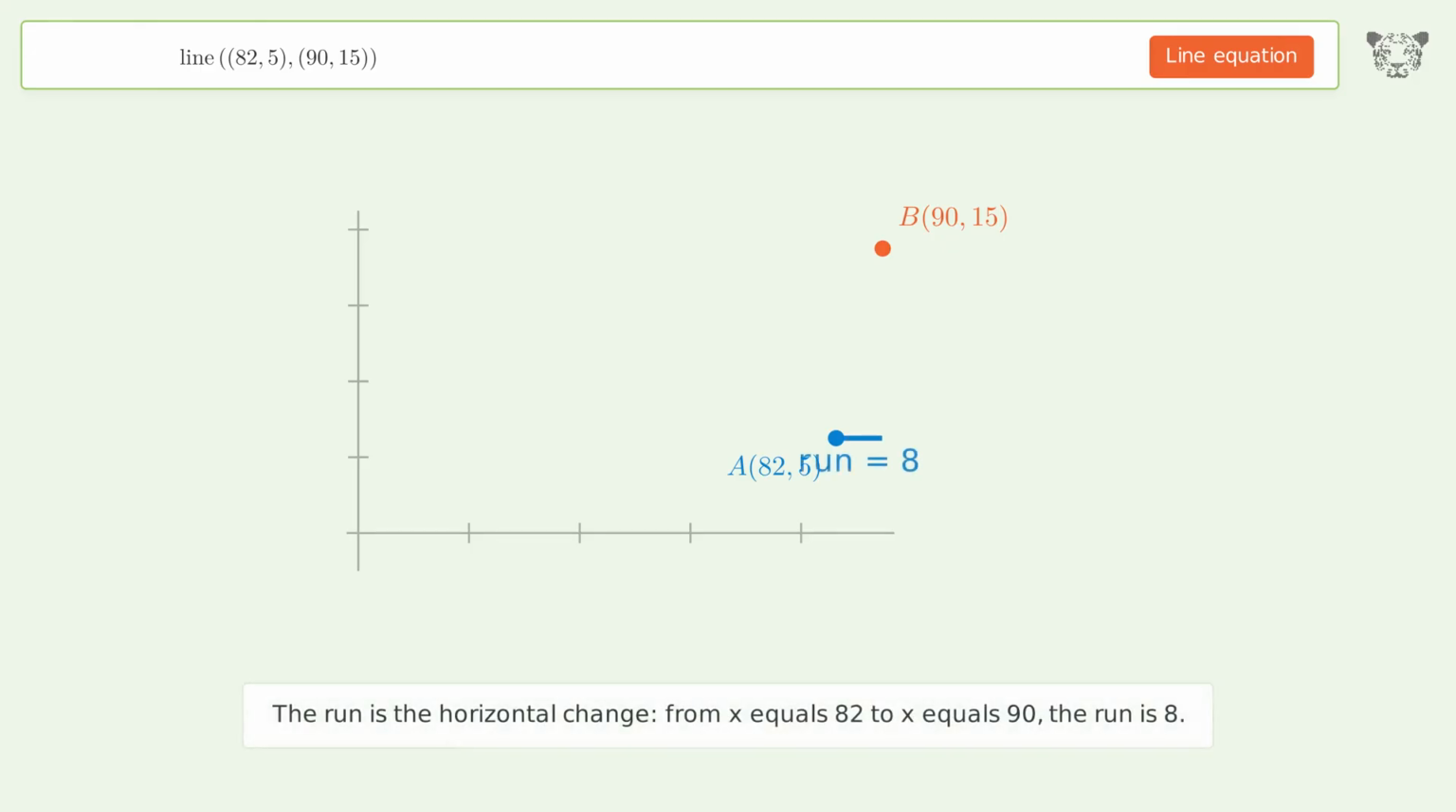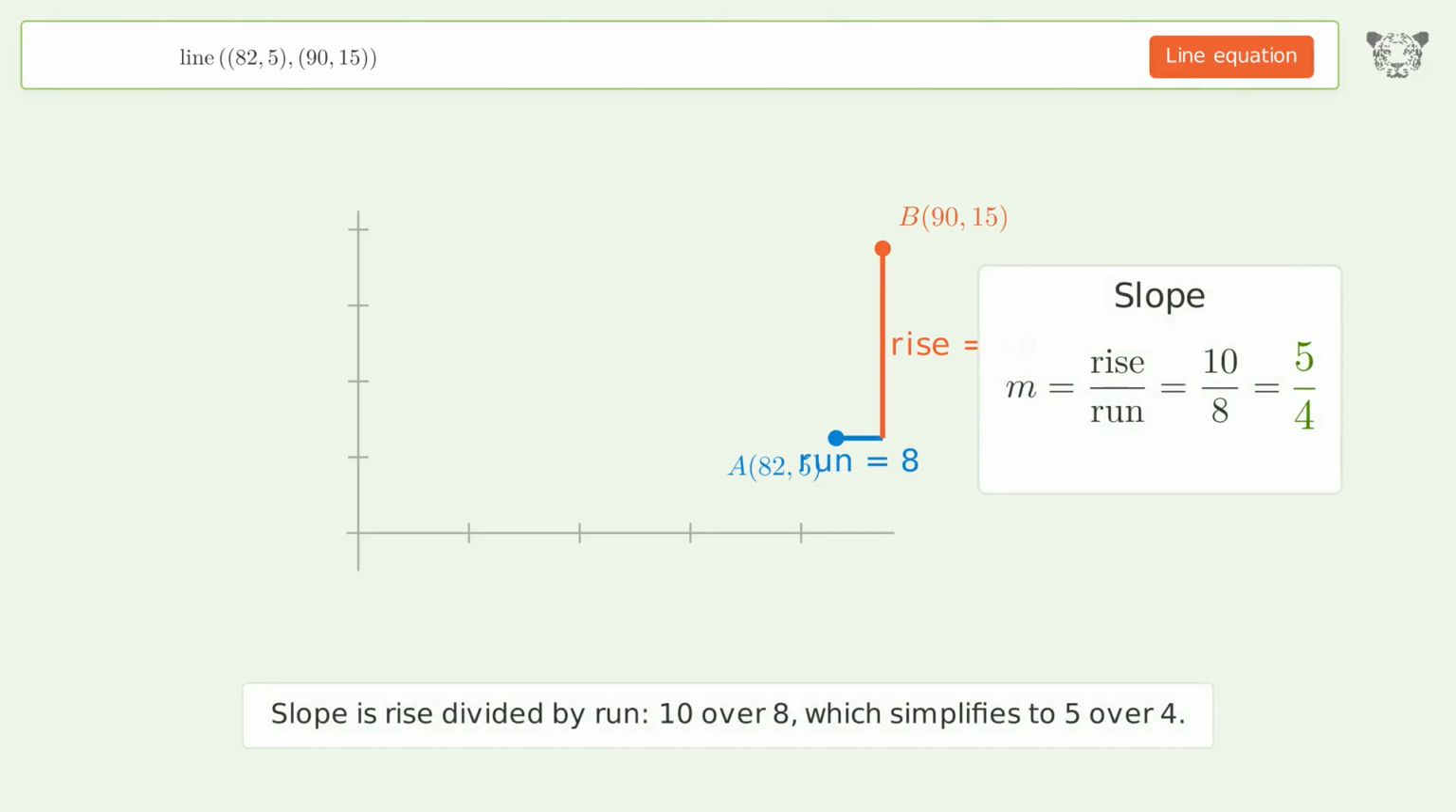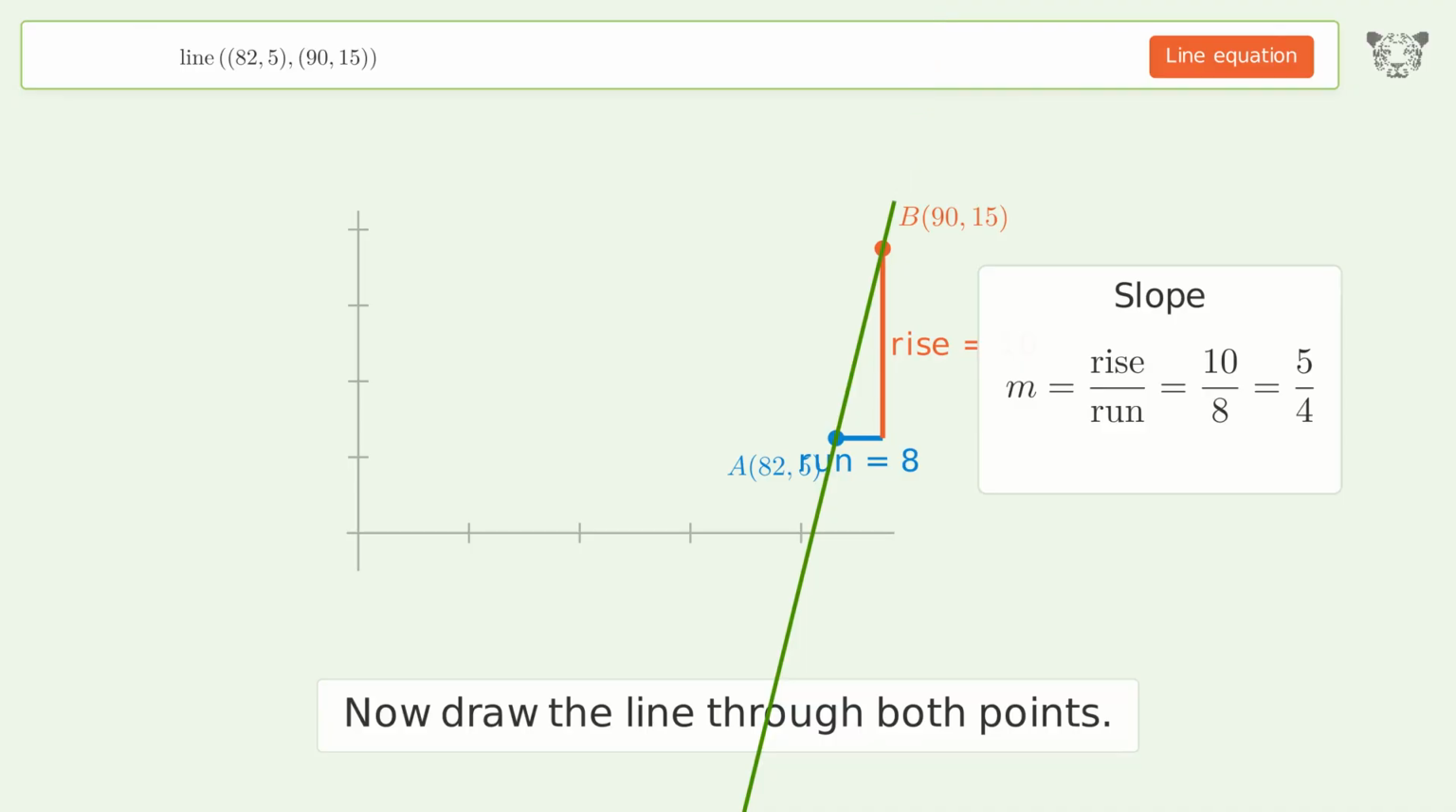The run is the horizontal change, from x equals 82 to x equals 90, the run is 8. The rise is the vertical change, from y equals 5 to y equals 15, the rise is 10. Slope is rise divided by run, 10 over 8, which simplifies to 5 over 4. Now draw the line through both points.